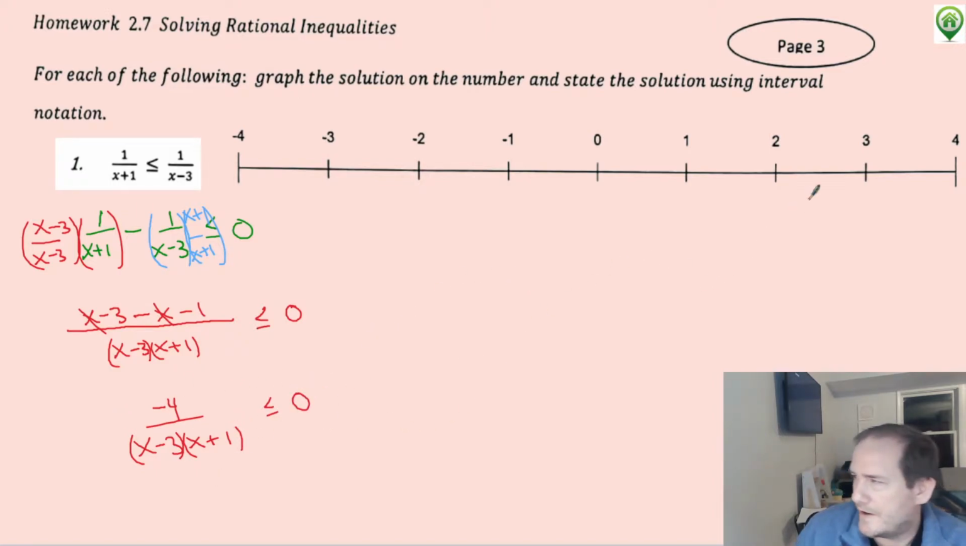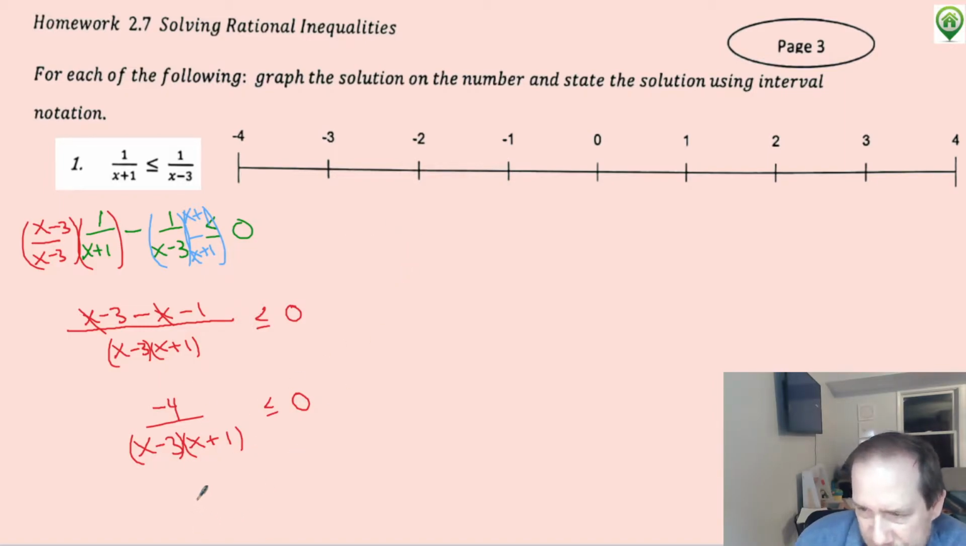Now from here we could go ahead and just build our sign chart. If you don't feel like having a negative here, you could multiply through by negative 1, turning this into a positive, flipping the sign, and that would be fine. You'd build your sign chart using this expression, and you'd be looking for the regions that are positive. It doesn't matter. It's just that when you build your sign chart, if you do leave this thing negative, then you'll have to take that negative into account as you do all your tests.